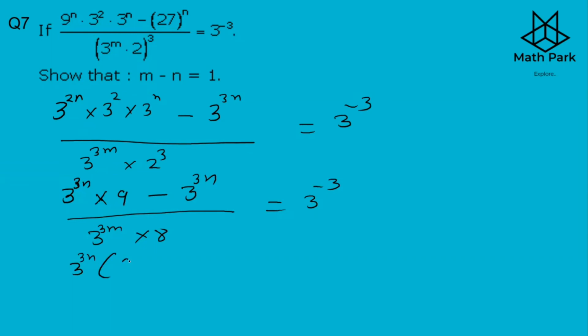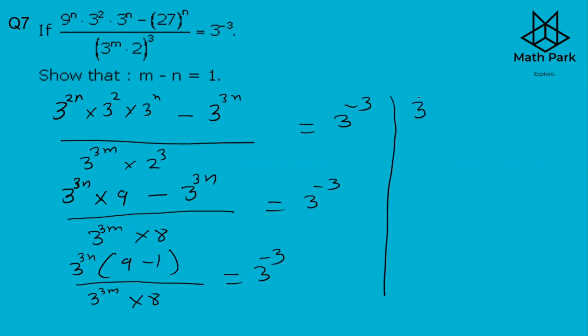We are left with 9 minus 1 upon 3 raised to 3m into 8, which is equal to 3 raised to minus 3. Then we get 3 raised to 3n, 9 minus 1 is 8, upon 3 raised to 3m into 8, is equal to 3 raised to minus 3. This 8 and 8 got cancelled. So a raised to m divided by a raised to n is equal to a raised to m minus n.